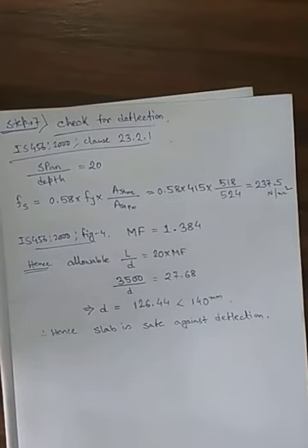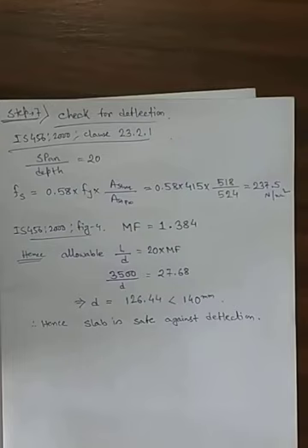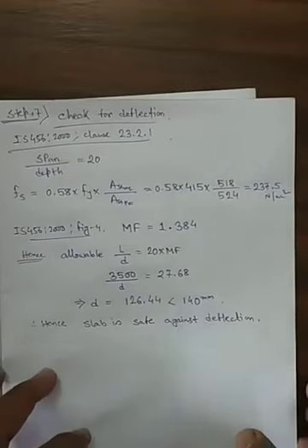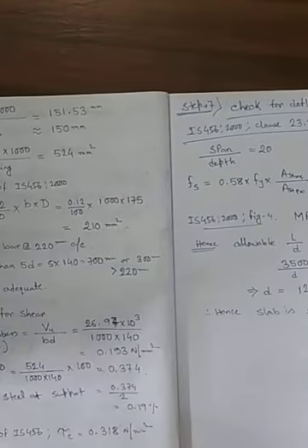So for today's class, that's all for today. Next class we have to calculate our check for development length. And after completing the check for development length, we can continue to slab as well as then beam. So that's all for today. Thank you. Go through the problem very clearly.